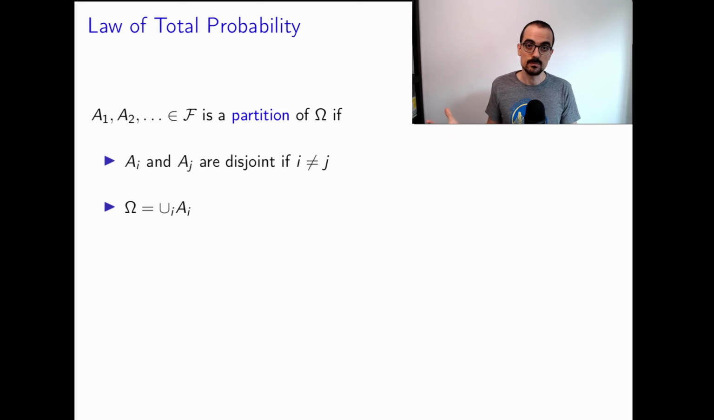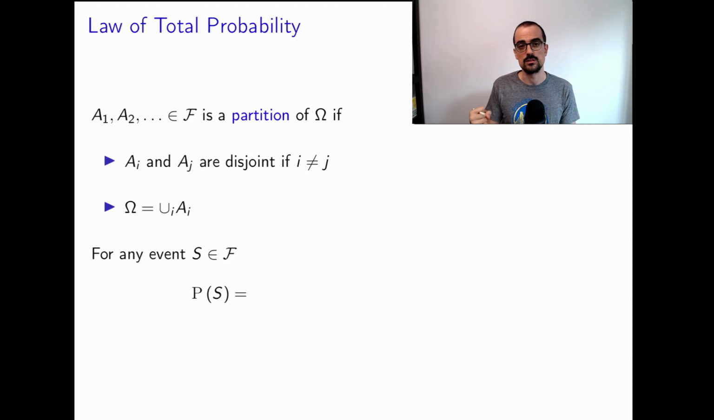Let's define it a little bit more formally. Remember that a partition of events of the sample space is just a collection of events that are all disjoint, and if you take their union, they cover the whole sample space. Now we want to express the probability of S in terms of those events.